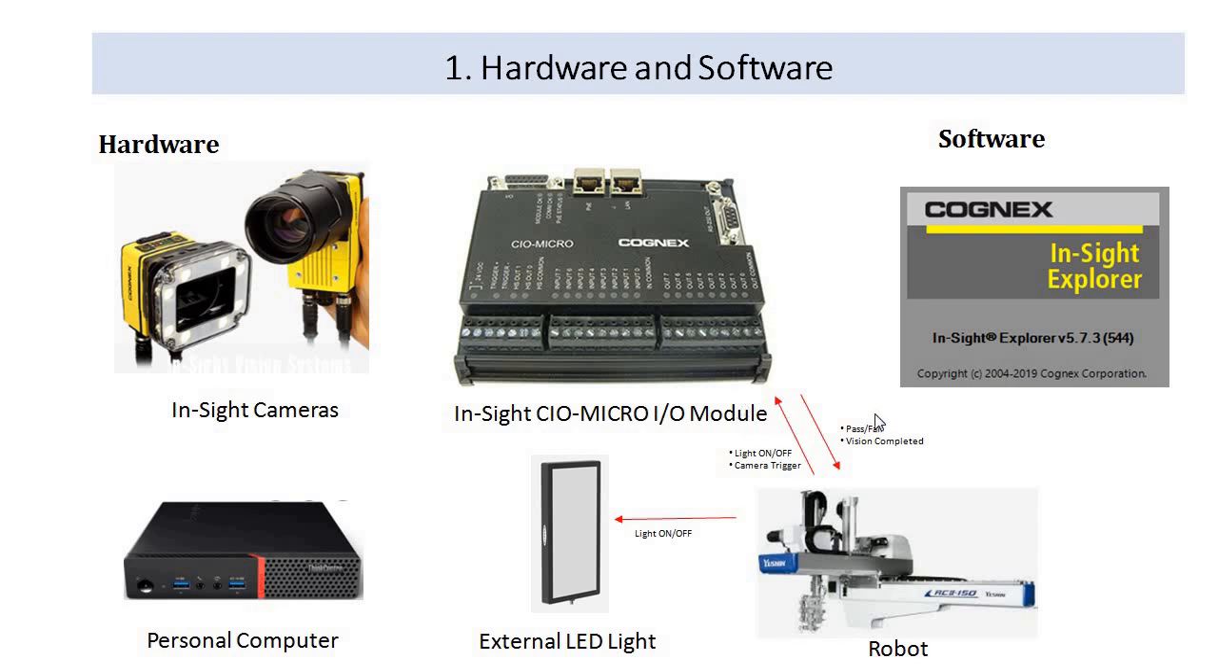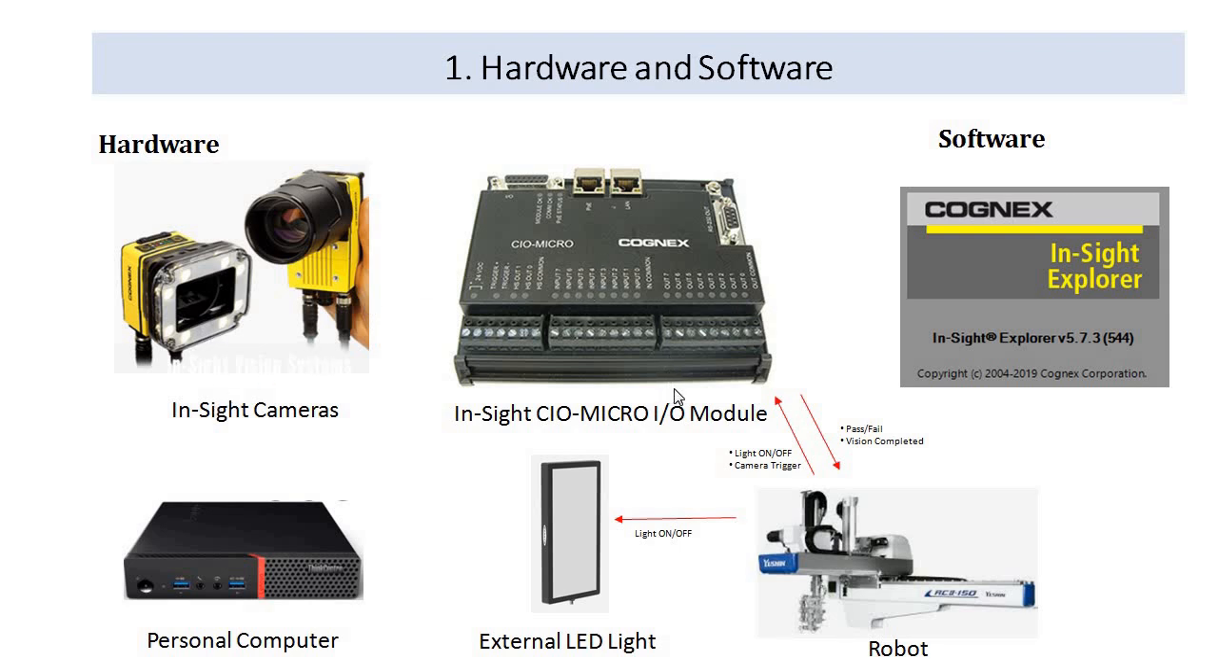The major components in our Cognex camera-based vision system include In-Sight cameras, an In-Sight input-output module, LED light, and a personal computer. Cognex has different series of cameras. We use the In-Sight cameras. And some of them have integrated LED light. So for those cameras, you will usually expect a flash for each picture.